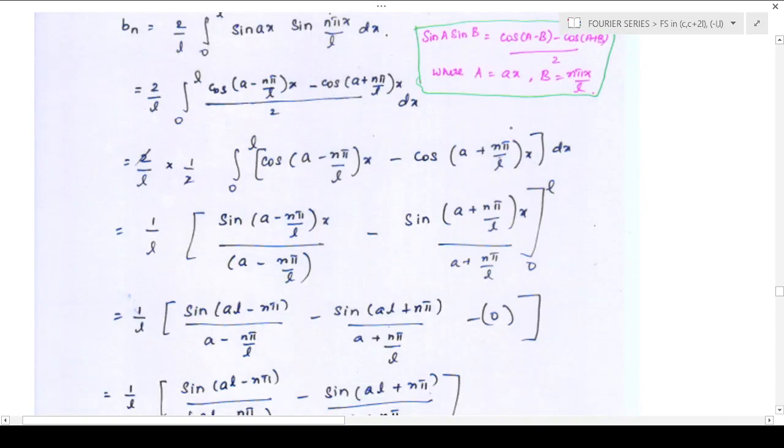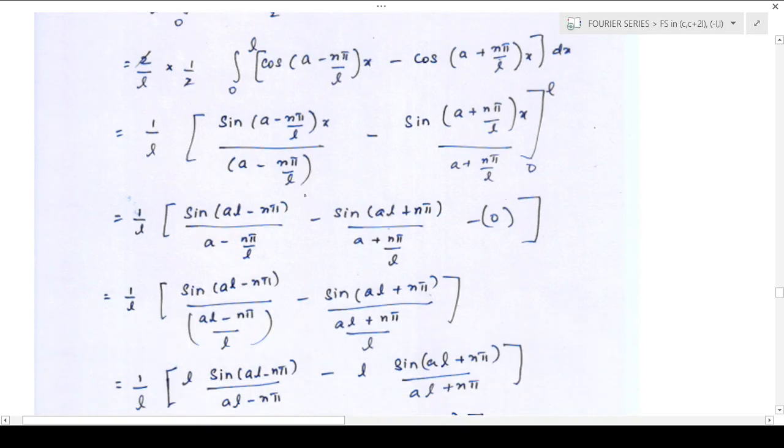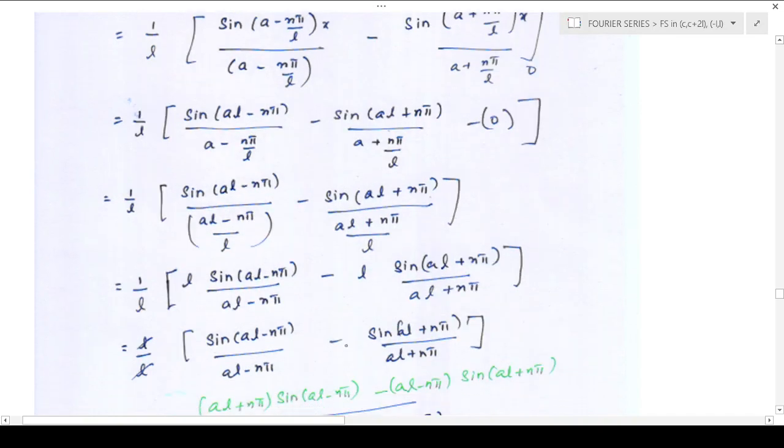You have to integrate the two terms. Cos integration is sine divided by the coefficient of x. Similarly here also, plus sine divided by the coefficient of x. In between there is a negative sign. It is as such. Apply upper limit minus lower limit. You are getting like this. L you are applying for x. So if you multiply, AL minus n pi. Similarly here also, in the denominator you are taking LCM. You are getting terms like this. This L in the denominator is going to the numerator, right? So L L is getting cancelled. You are getting as such.